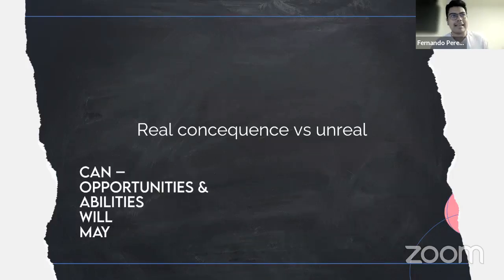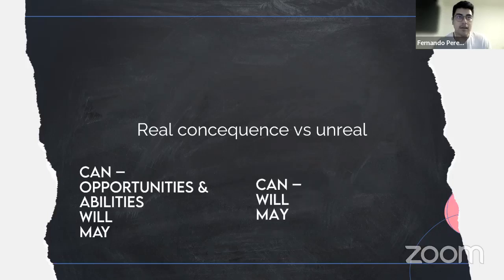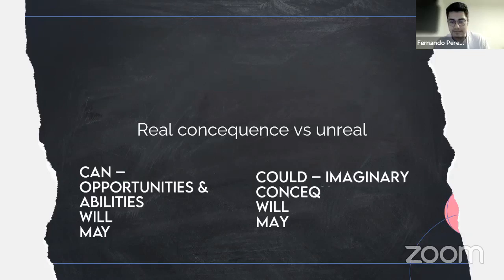What is the contrast to this? The contrast is that instead of opportunities and abilities, we will have a contrary, an imaginary consequence. I guess I could. I think I could. This is more metaphorical, more imaginary. And is an assistant imaginary or real? Imaginary.